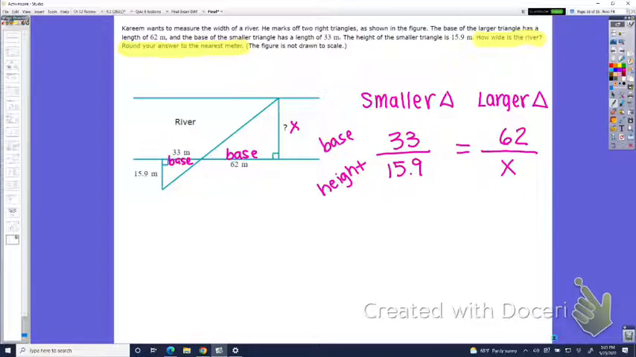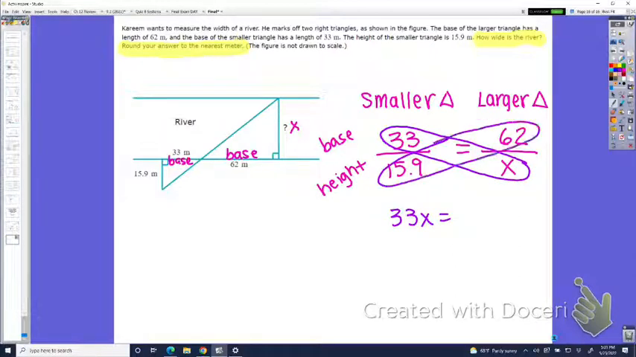And if you remember, when we did this not too long ago, we used cross products. So 33x equals 62 times 15.9, which is 985.8. Divide both sides by 33. It says round to the nearest meter in the directions, so that rounds to approximately 30.